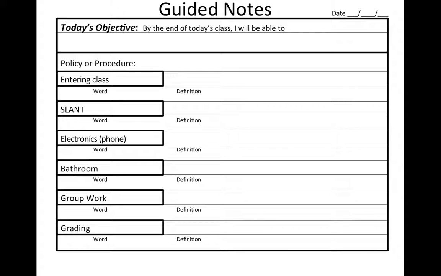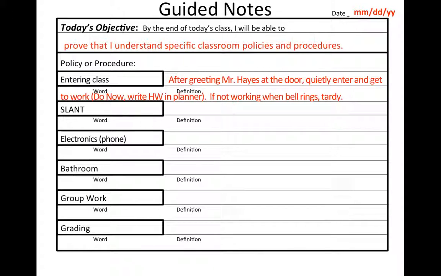Okay, now we're going to get out our guided notes. Throughout all of our presentations throughout the year, there are guided notes that I will have given you. And so the first thing we do with our guided notes is we put in our date. The date is up on the board. And then we're going to write in our objective. And so that by the end of today's class, I will be able to prove that I understand specific classroom policies and procedures. And the first one we're going to talk about is entering class.